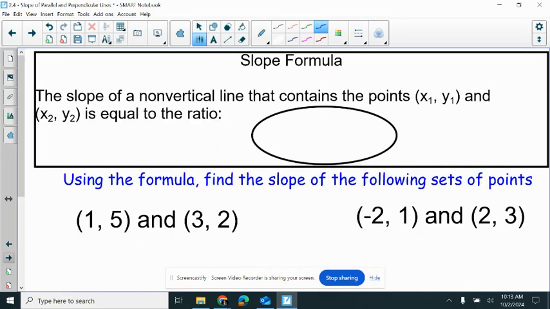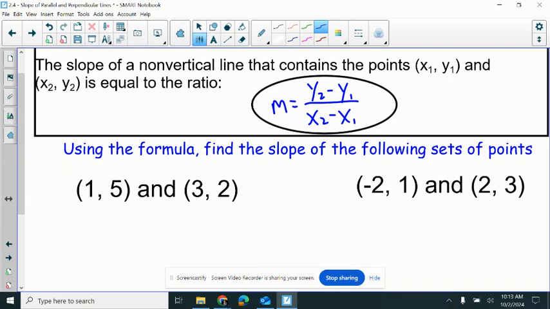You can also find slope from 2 points. There's a slope formula that is m equals y2 minus y1 over x2 minus x1. Those points refer to the 2 ordered pairs. Remember, the first ordered pair is x1, y1. The second ordered pair is x2, y2. On the top of the fraction, you subtract the 2 y coordinates, 2 minus 5. And then on the bottom, you subtract the 2 x coordinates, 3 minus 1.